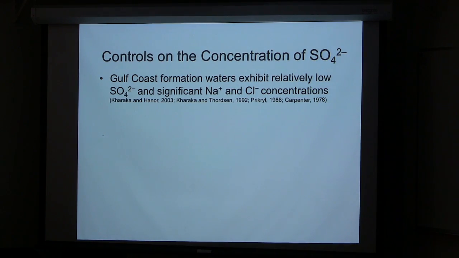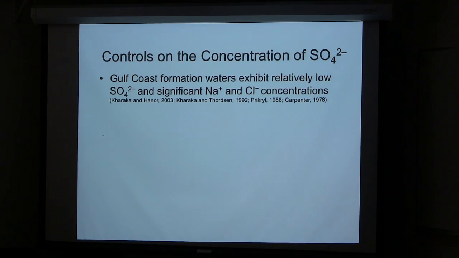We also used FreeQC to look at the controls on the concentration of aqueous sulfate within the system. Past research has indicated that Gulf Coast formation waters do exhibit anomalously low sulfate conditions. This is unexpected, first, due to the large amount of sulfate contained within the Jurassic mother salt, and secondly, due to the high solubility of sulfate in the presence of significant sodium and chloride concentrations.